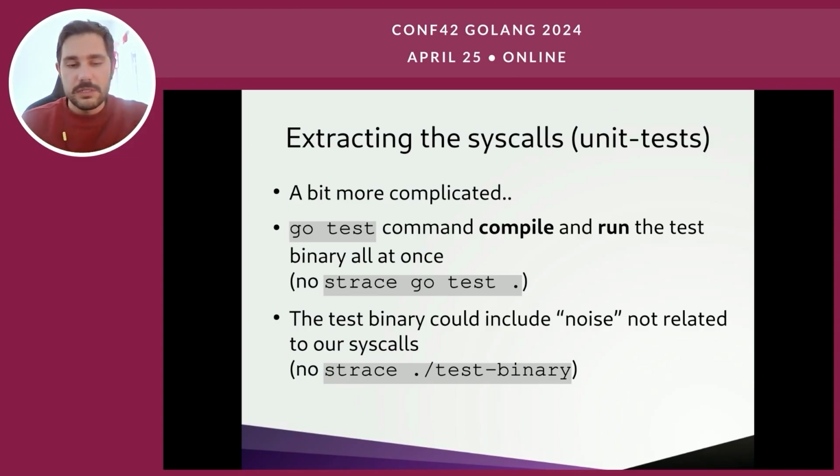If we type go test -c, we can compile the test binary and run it by ourselves. The problem in this case is that even doing a strace of the test binary, we could include some noise that is not related to our specific function that we are testing. For example, we can include some function that loads test data from the environment. We could open a file and read the file content, and these syscalls will be collected by strace, but we don't need that.